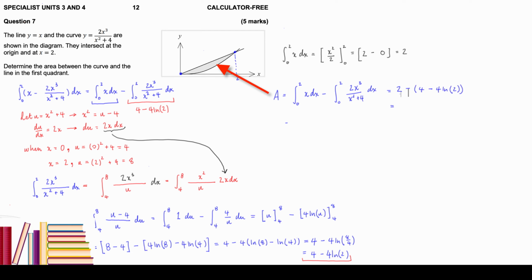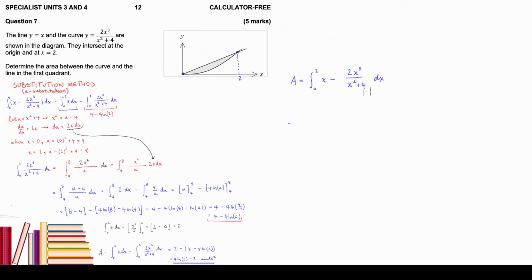So this is going to be equal to a minus, and a minus is going to make it positive 4 ln 2, and 2 take 4 is negative 2. Now, when the question asks for area, we have to make sure that unless we're told otherwise, we write afterwards units squared.